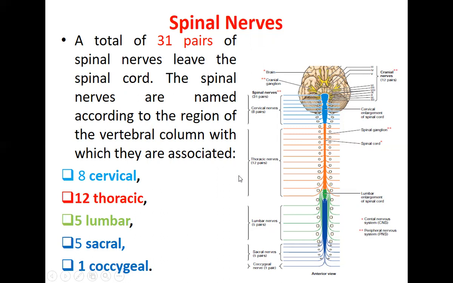If you remember the vertebrae, you can also remember the nerves easily, but there is some difference. In the cervical region, there are 7 vertebrae but 8 nerves. The 12 thoracic are the same, the 5 sacral and the 5 lumbar are the same, for both nerves and vertebrae. The coccygeal nerve is only one, but the coccygeal vertebrae are 4.